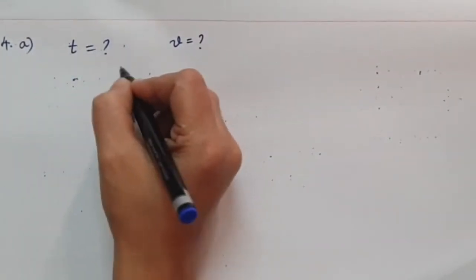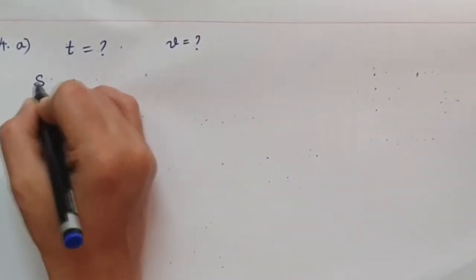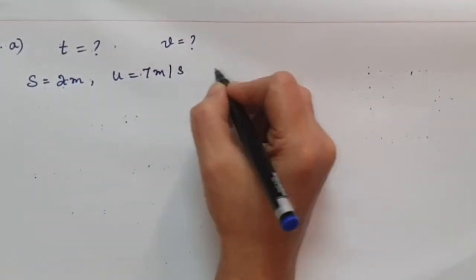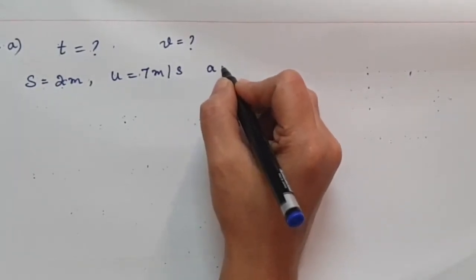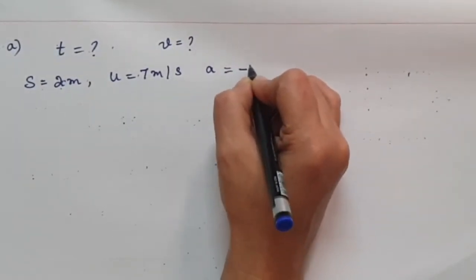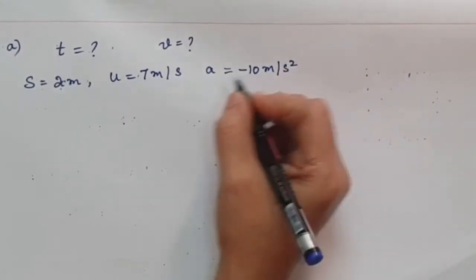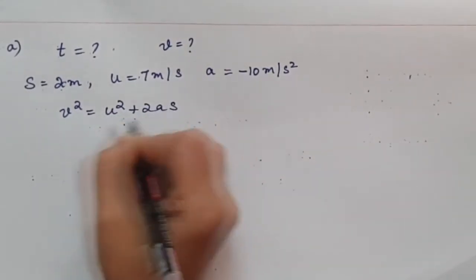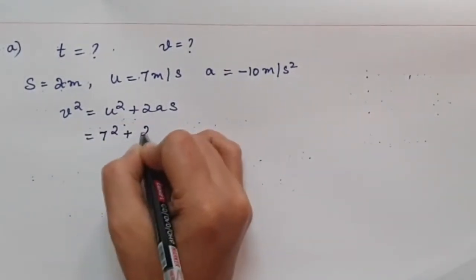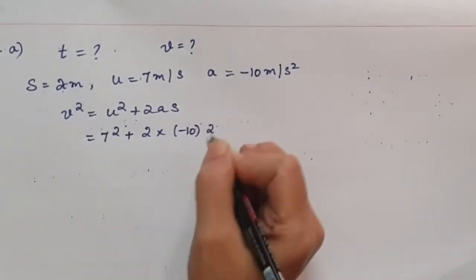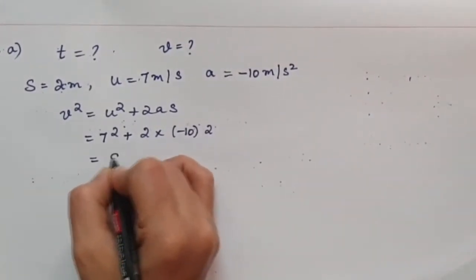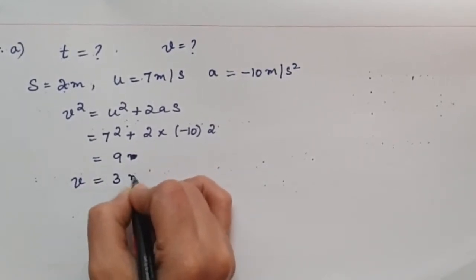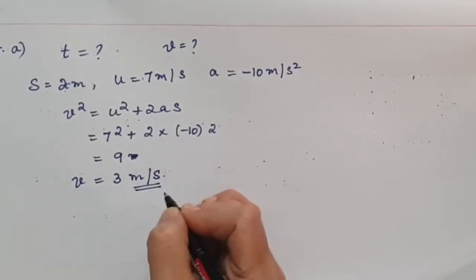So now for that, let us write out all the information which is given to us. s equal to 2 meters, u equal to 7 meter per second. And now the block is thrown against gravity, so a will be equal to minus 10 meter per second square. From this, we can calculate v square equal to u square plus 2as. So it is 7 square plus 2 into minus 10 into 2, which will be equal to 9. So now v will be equal to square root of 9, that is 3 meter per second.